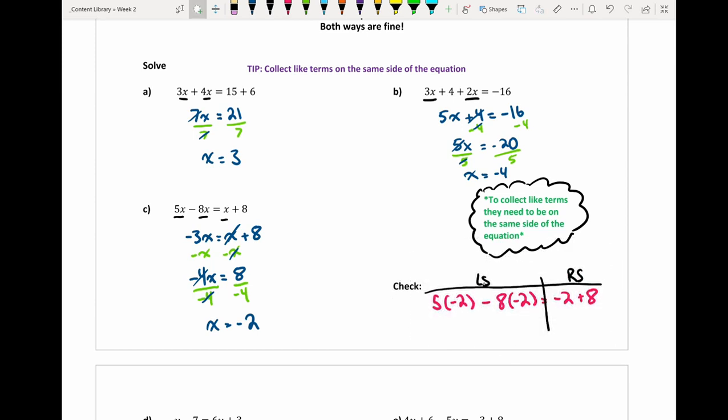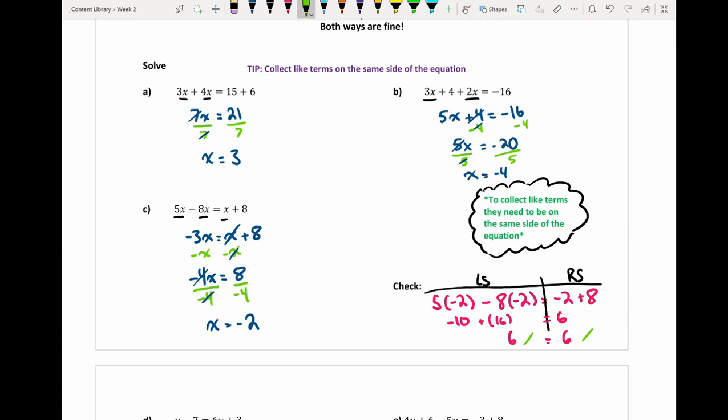I'm going to check, does my left side equal my right side? So I get negative 10 minus negative 16 equals, or on the other side it's 6. So negative 10 minus negative 16, I can change that to plus 16. So I get 6 equals 6. My left side does equal my right side, so my solution that I found is good.